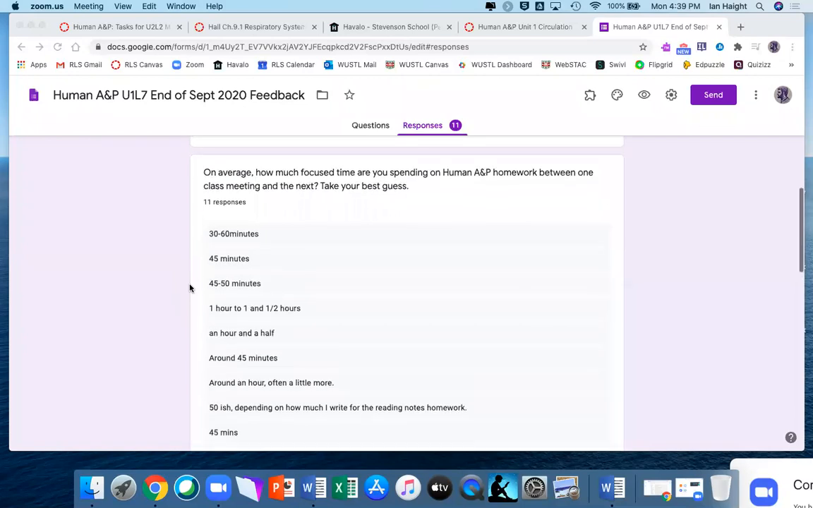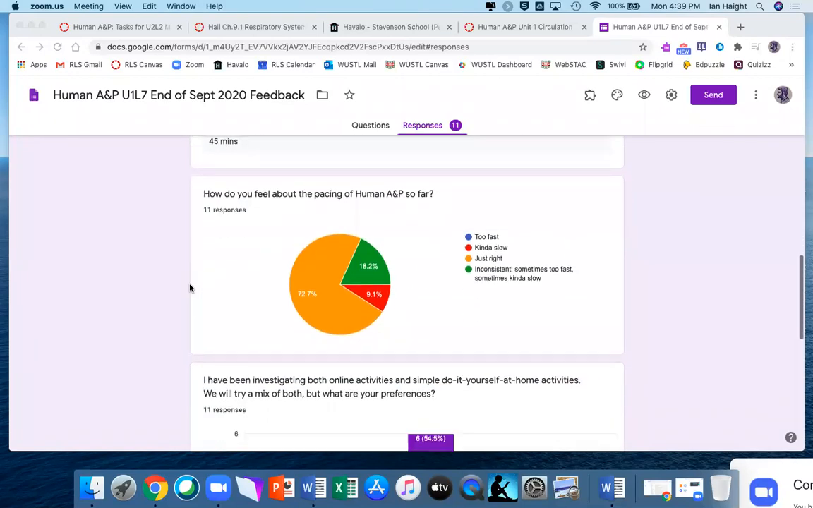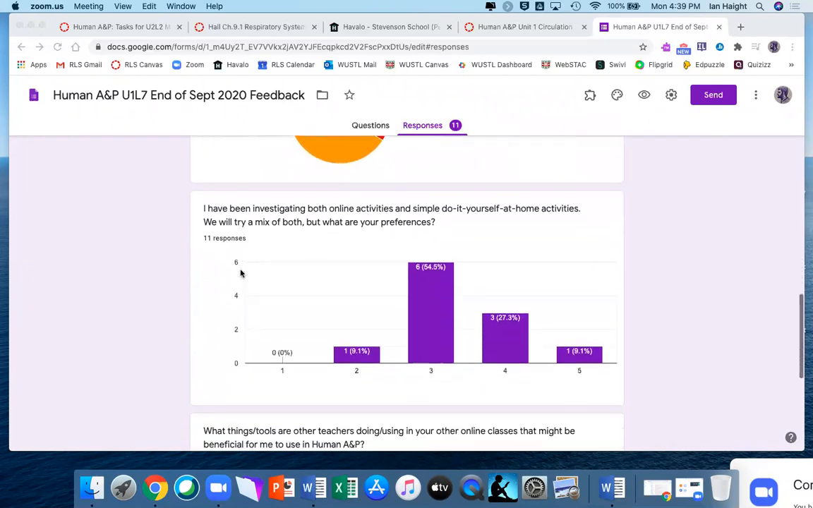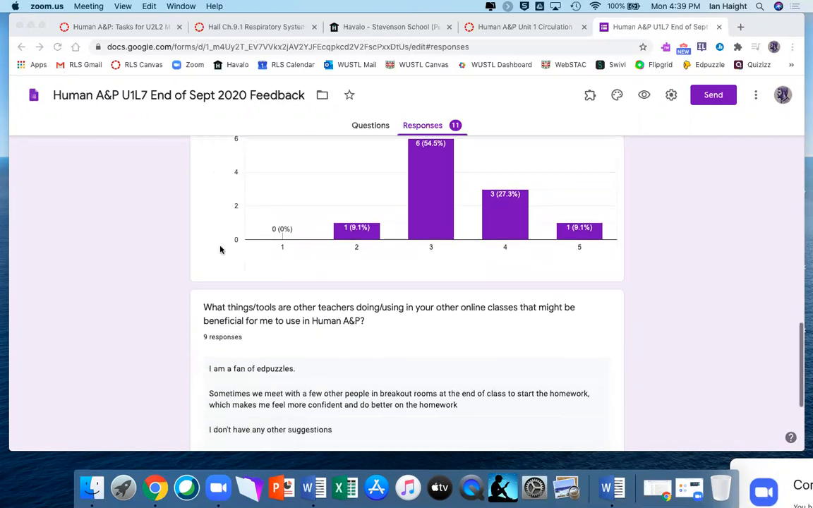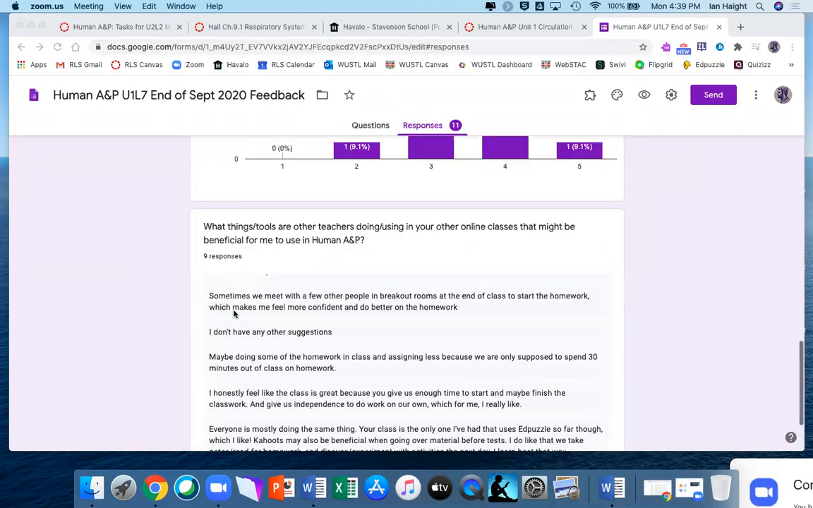So I think that's to be expected, but again, I want to try to be a little more consistent with that. Feeling good about the pacing, but again, that same inconsistency I'm going to try to deal with as best I can, try to come up with some routines for that. Looks like you're interested in getting away from your computer some of the time, so we'll explore more of those activities. We've done a few. And just good feedback overall.